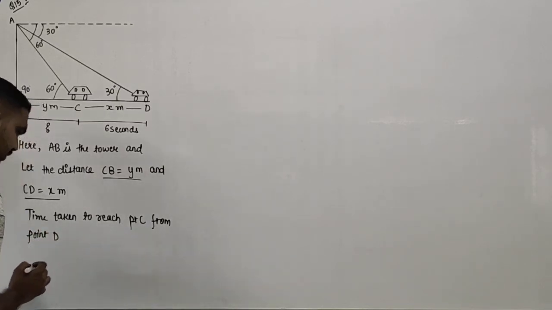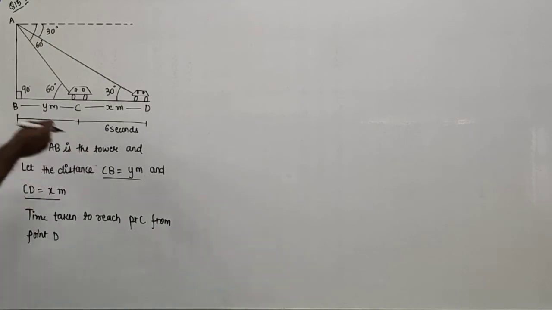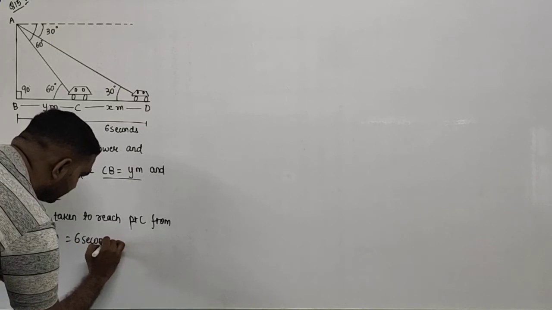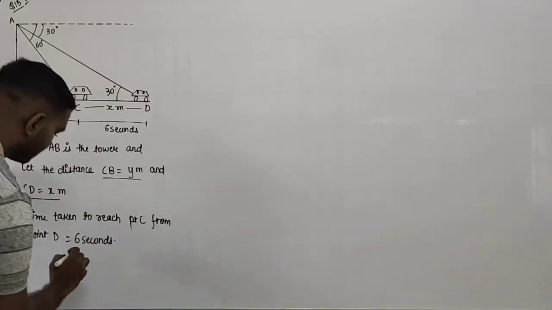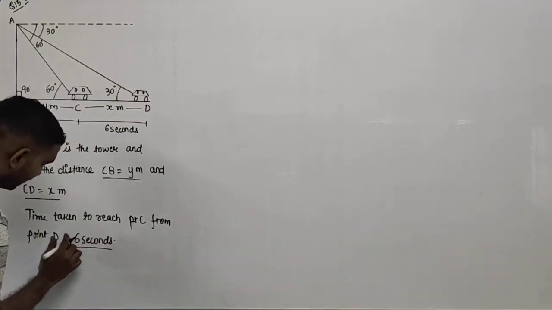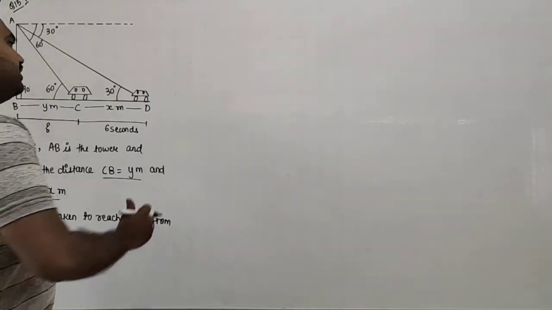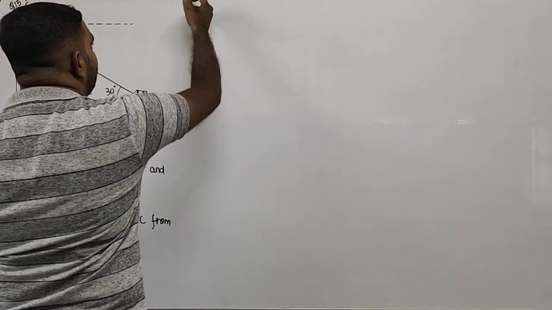Point C from point D, that is equals to 6 seconds. One more thing is given, that is the car is traveling at a uniform speed.